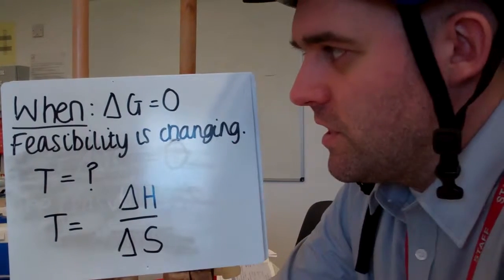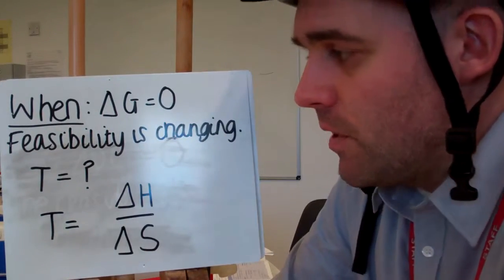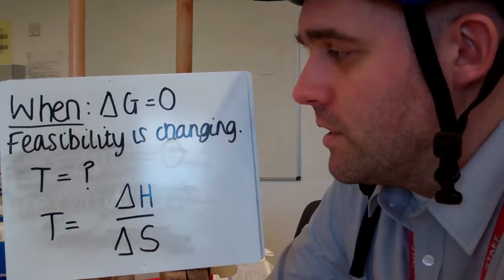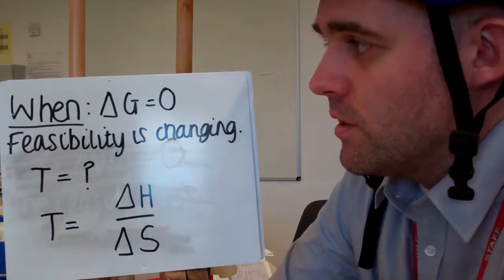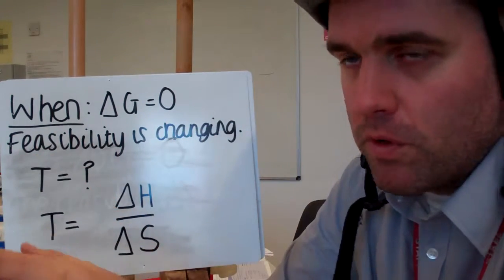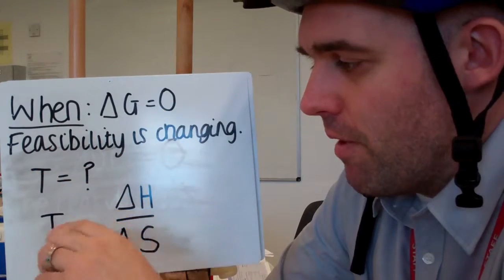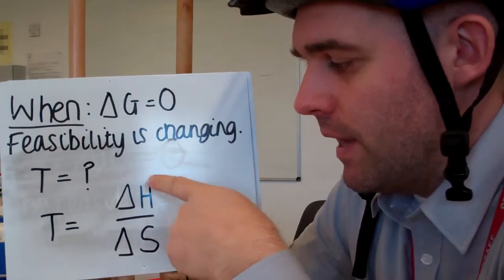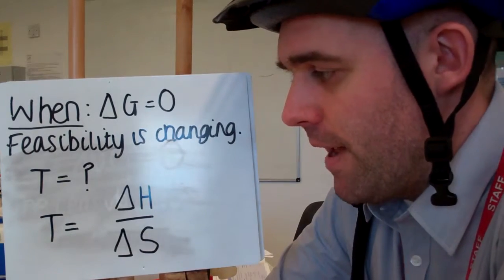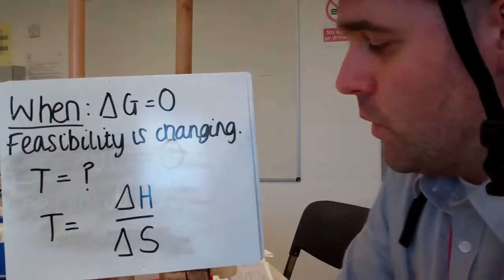Okay, so if it's a temperature-dependent reaction, sometimes we want to find out what the temperature needs to be to make it feasible. So the point at which it goes from feasible to not feasible is when delta G equals 0. So we put that into the equation, rearrange to find T. T becomes delta H over delta S. You put in the values, you've got the temperature at which it switches between feasibilities.